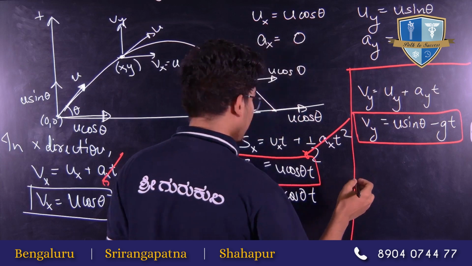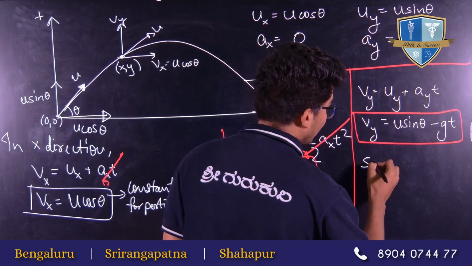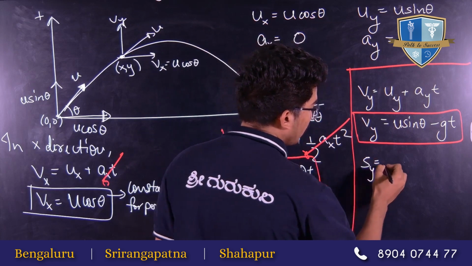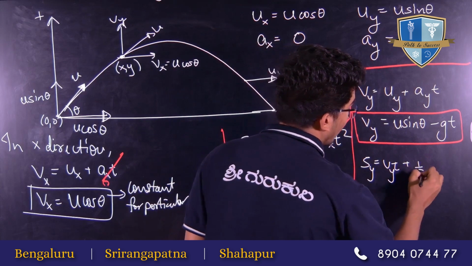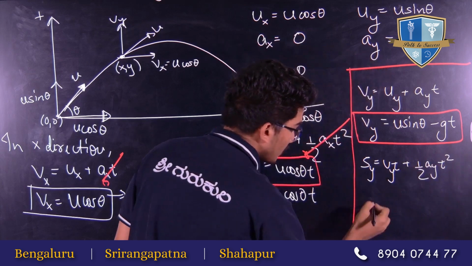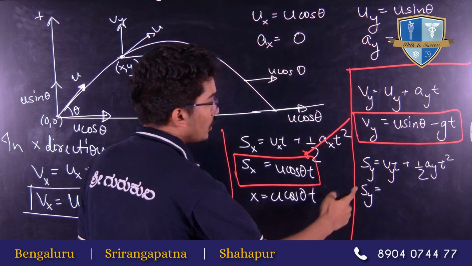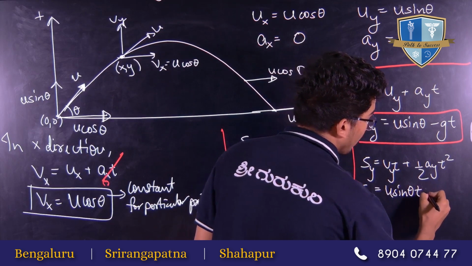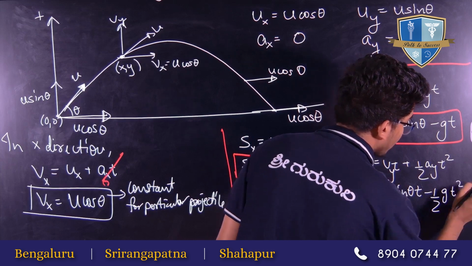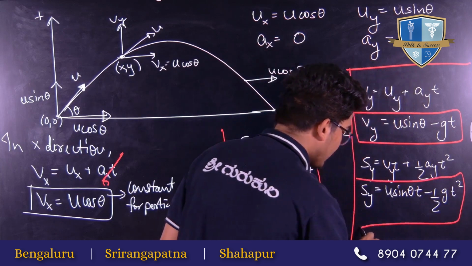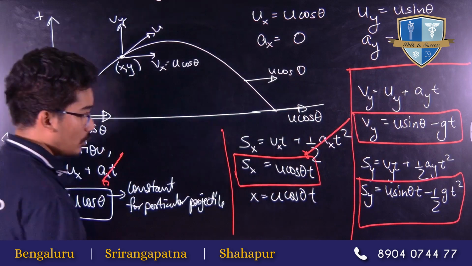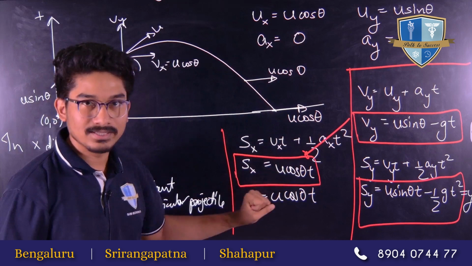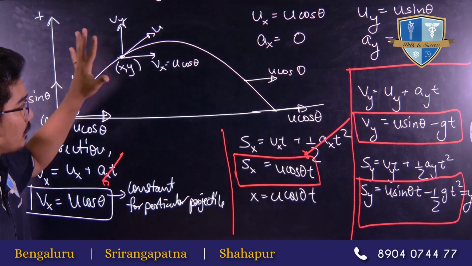Similarly, we can calculate sy, the displacement in y direction at any time t. Displacement in y direction at any time t will be equal to uy t plus half ay t square. So sy is equal to u sin theta into t minus half g t square. So this is the displacement in y direction at any time t, that is our value y. Understood? So this is the process by which we study projectile motion.